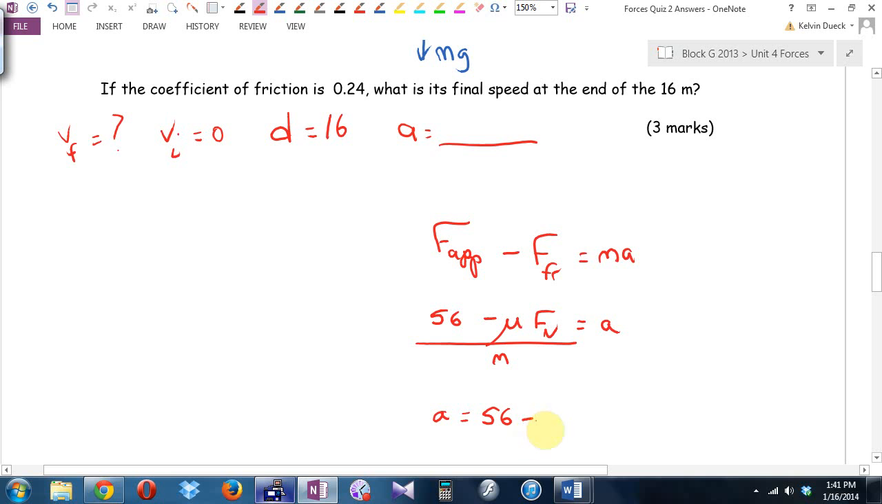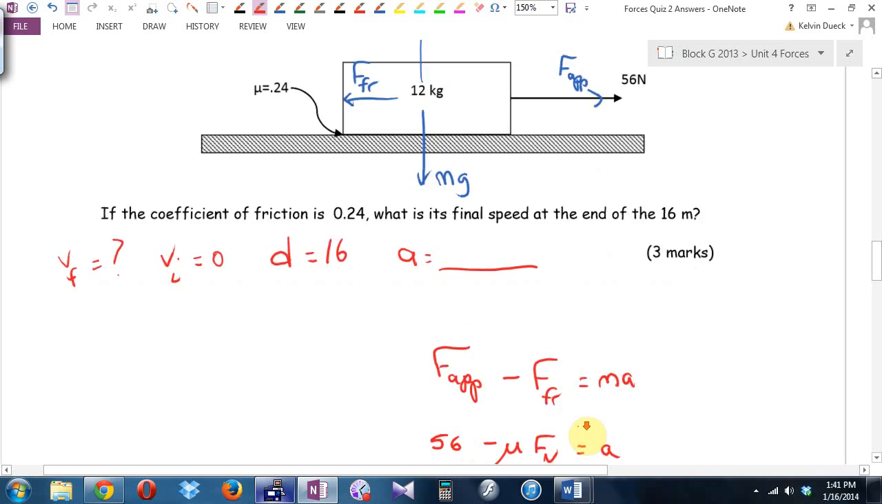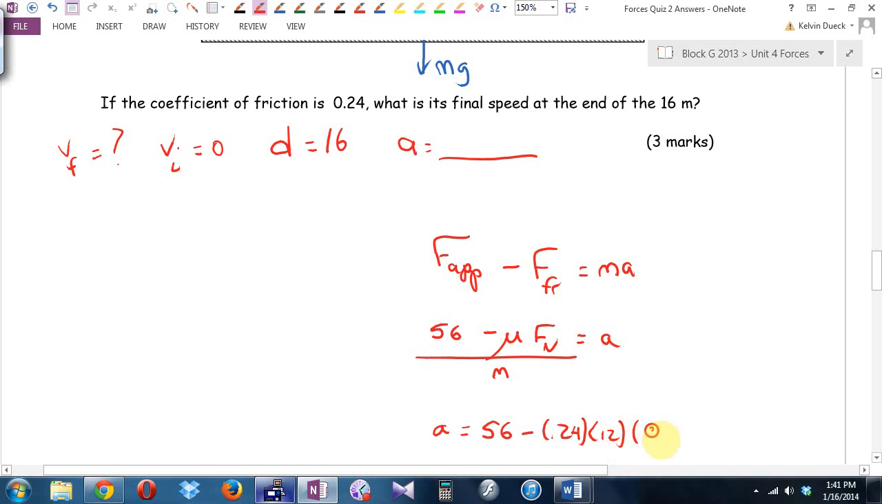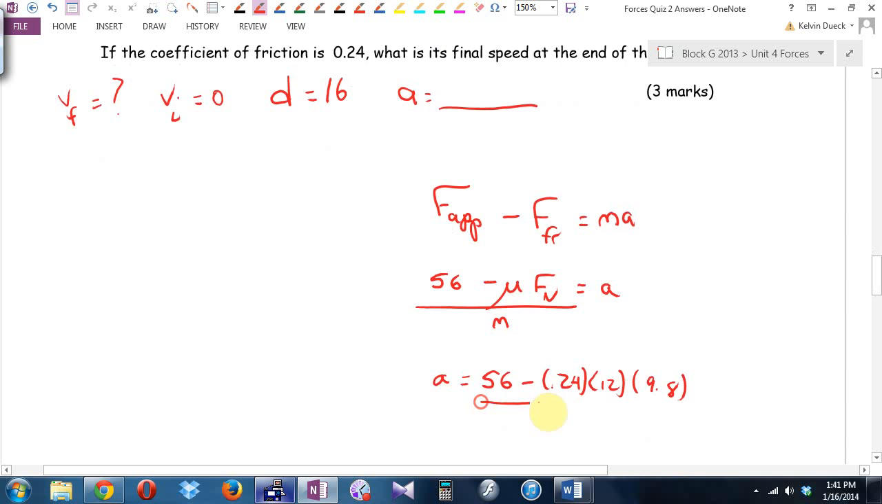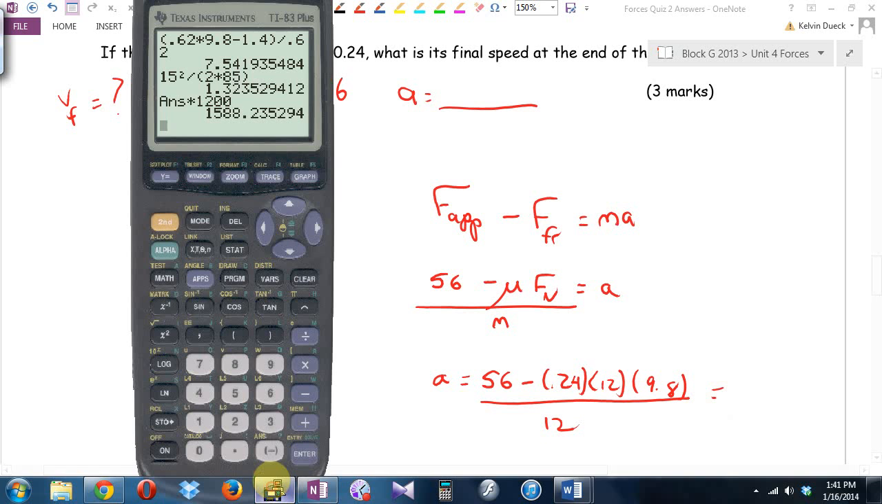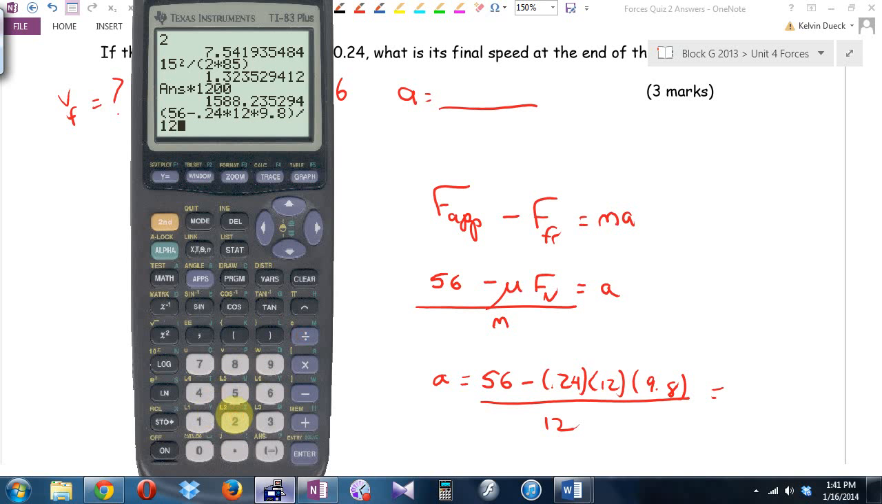56 minus mu, 0.24, m, 12, g, 9.8, all over 12. Bracket 56 minus 0.24 times 12 times 9.8 all over 12. 2.31466, that there. I'll write down 2.315, but I'll keep this on my calculator. Is that right?